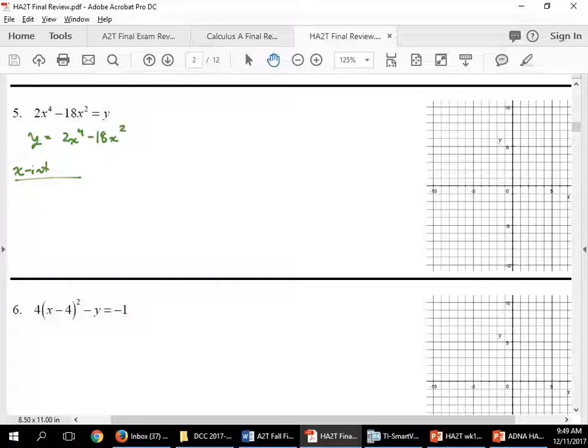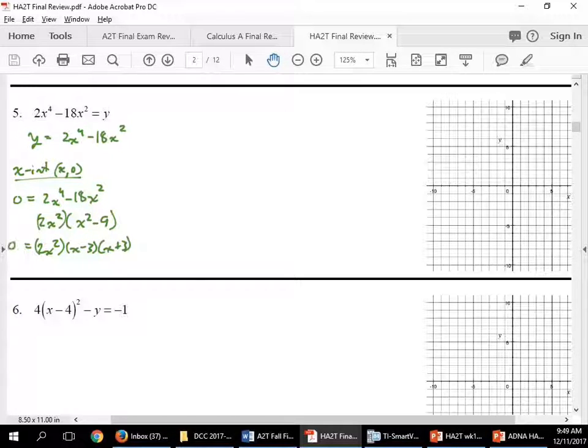To find our x-intercepts, we have to plug 0 into the y. So when I do that, I get 0 equals 2x to the fourth power minus 18x squared. In order to solve this, I have to factor. So I'm going to factor out a greatest common factor first. So I get 2x squared, and then I get x squared minus 9. Check that out. I can factor it even more. So I have 2x squared times (x minus 3)(x plus 3).